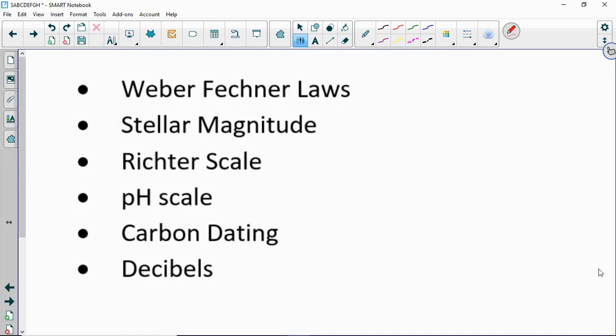So that's the story of logarithms, and they show up in a lot of varied applications. Some of these words you've probably seen before.